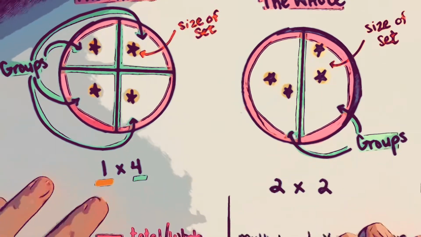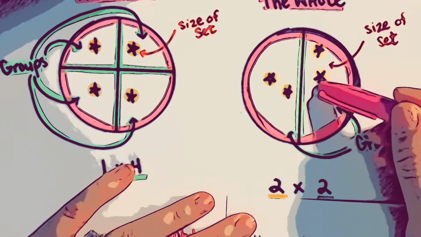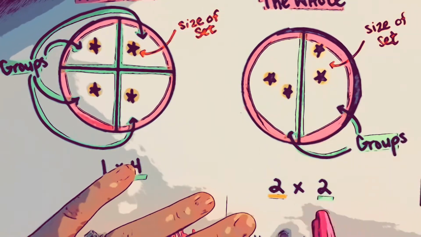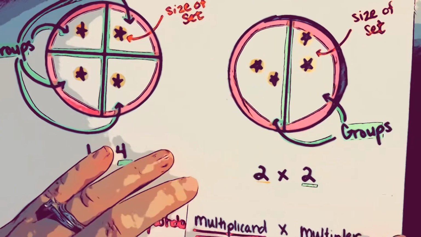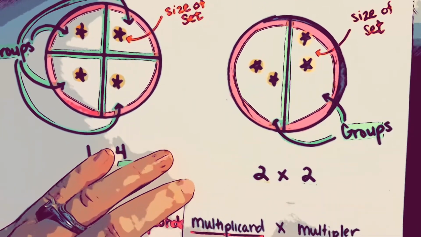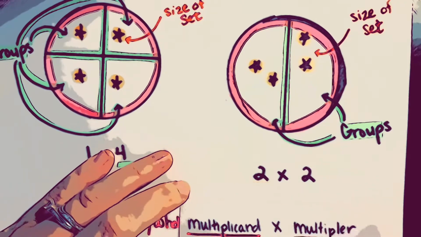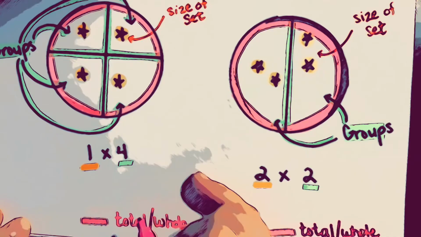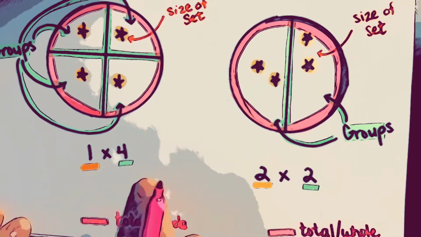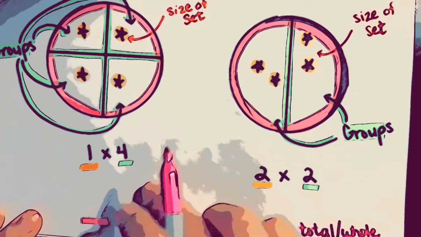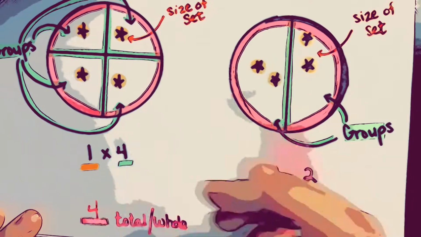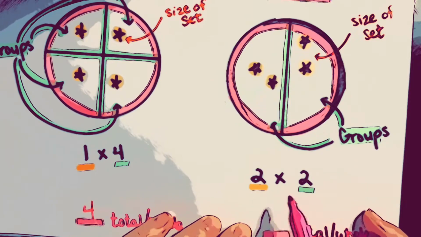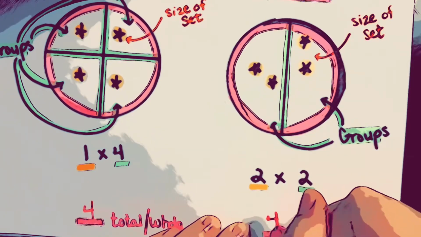Over here, I have 2 in the size of my set, and I have 2 groups of 2. So that makes this 2 my multiplicand, and 2 is also my multiplier. So we're going to write and notate 1 times 4, or 4 groups of 1, equal 4, and 2 groups of 2, or 2 times 2, is also 4.